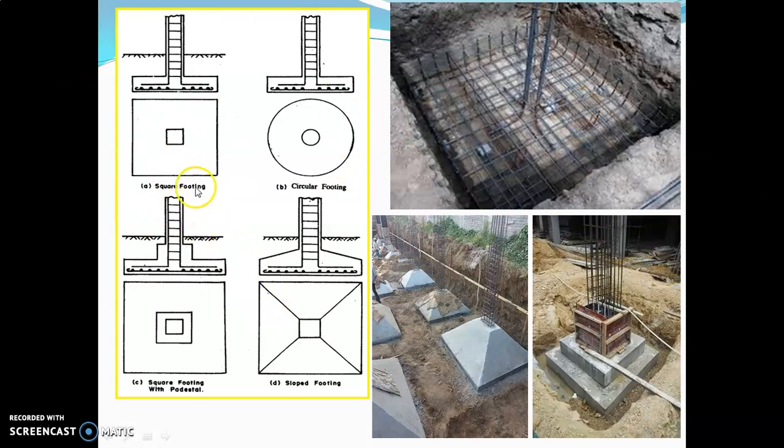This is a square footing, it looks like this, and this is a circular footing. This is square footing with pedestal and sloped footing. Practically you can see here. These are all examples of isolated footing. You can see here, sloped footing, this is stepped, this is stepped.